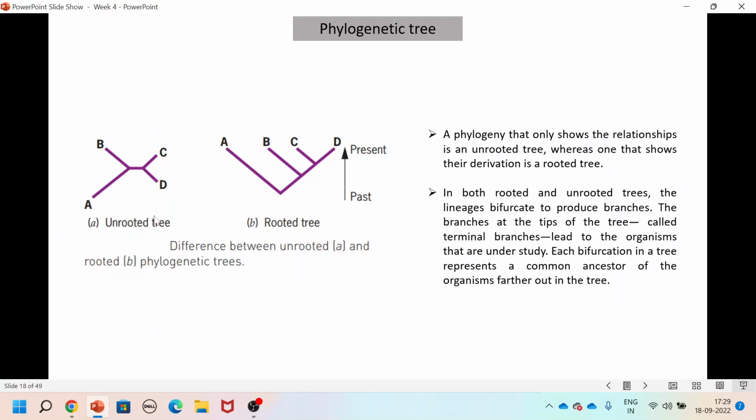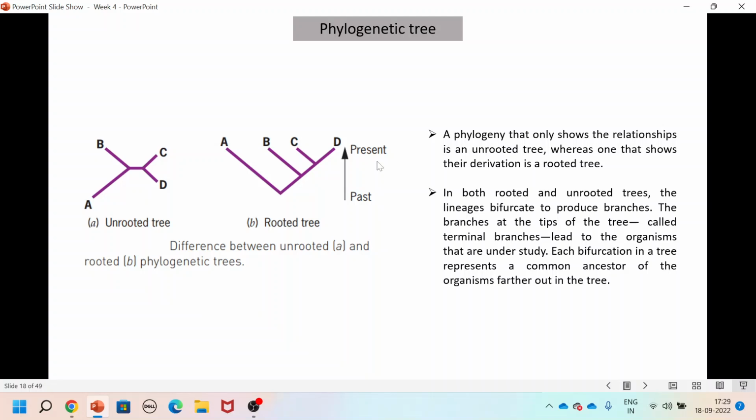Basically, a phylogenetic tree can be unrooted or it can be a rooted tree. The first figure here, figure A, shows a phylogenetic tree which is unrooted. It only shows the relationship, whether A is related to B or C or D. But the one which is rooted actually shows from where the deviation has occurred.